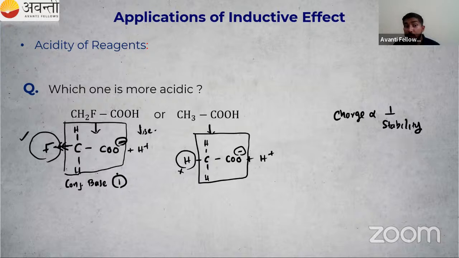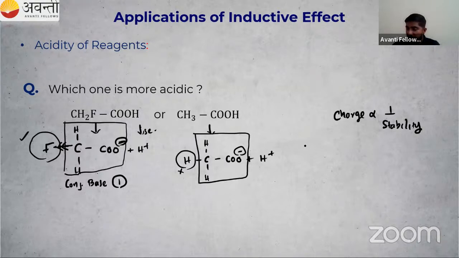Then can you tell me which is more acidic, first one or second one? It is based on charge and stability. Charge is decreasing, that means stability is increasing. If the conjugate base is more stable, the acid is very strong. The acid will dissociate to form H plus and conjugate base. So which one is more stable? Can you tell me, anyone in the chat box? First acid or second one? The reason is the minus I effect of our fluorine group, right?